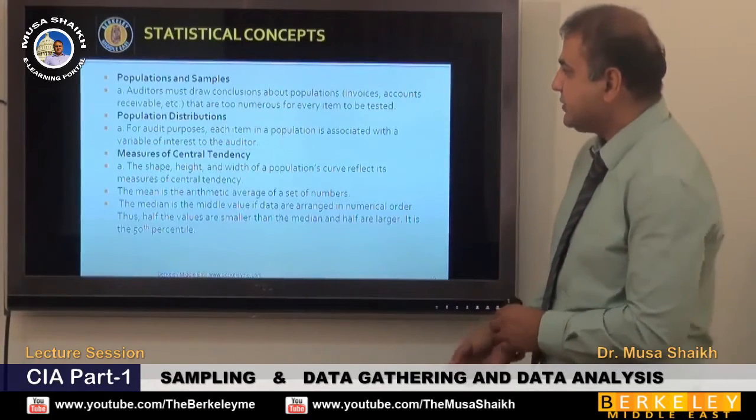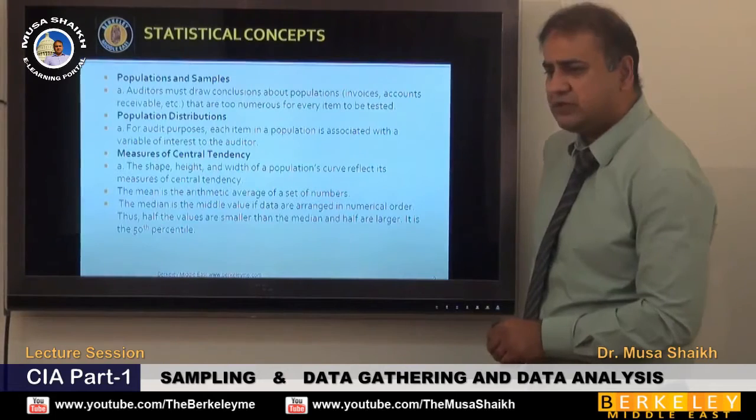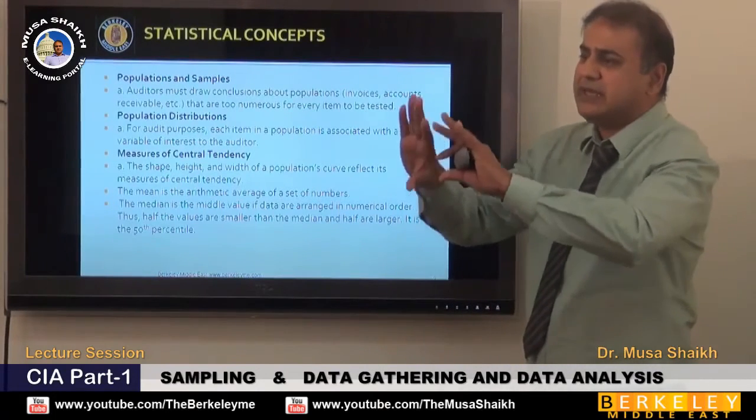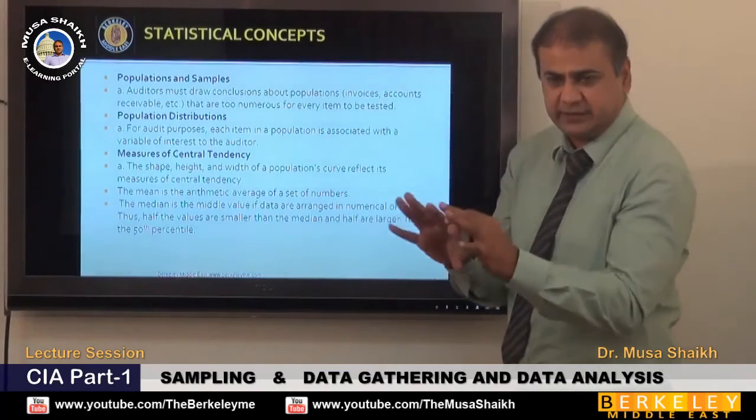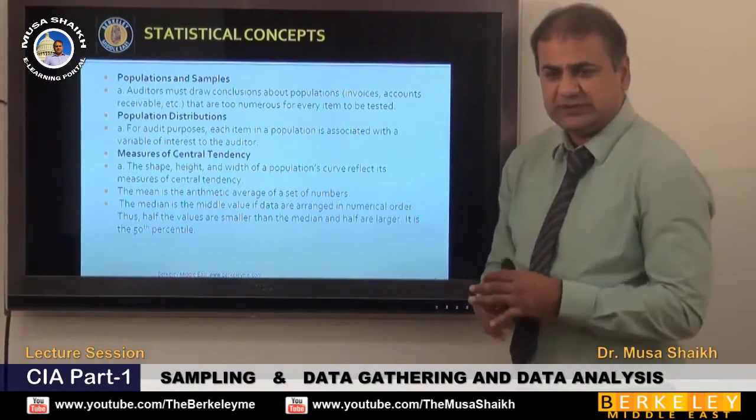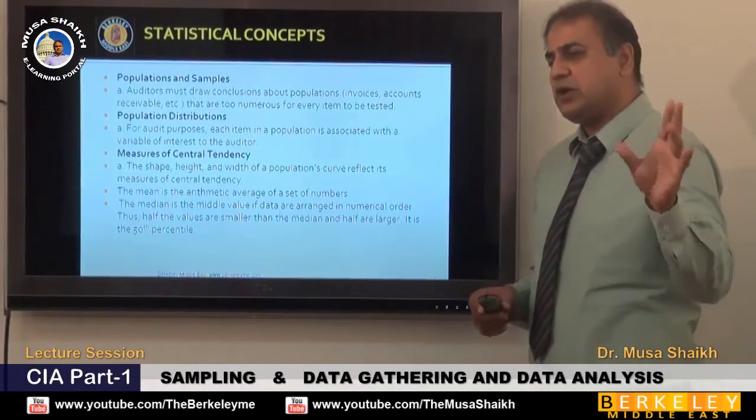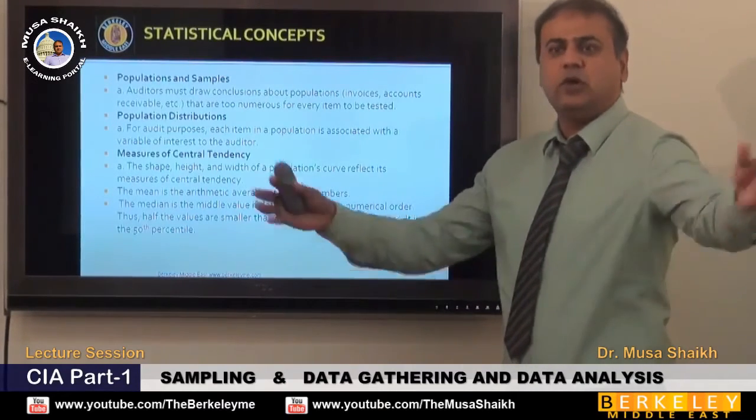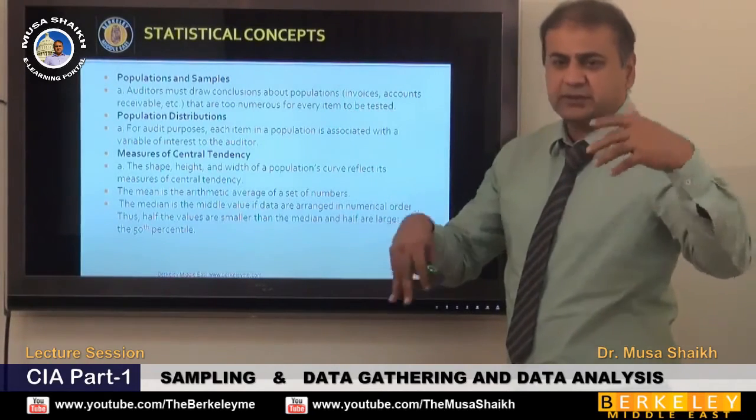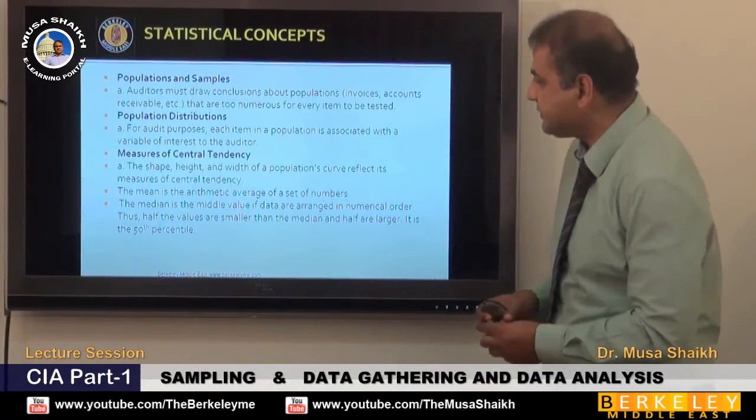Let's start the discussion. Auditor must draw conclusion about population. What is population? Population means the total set of information and records. All records are the population. In statistical terms we use population. If you are talking about a country's population, then this is all men, women, babies, old, young, all of this. So this is the population.